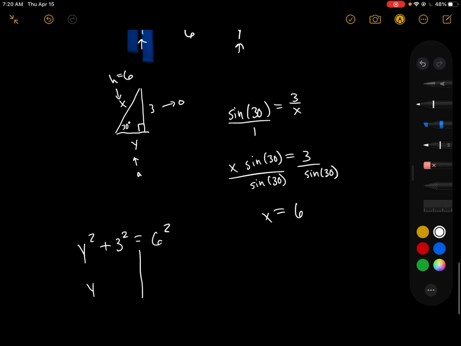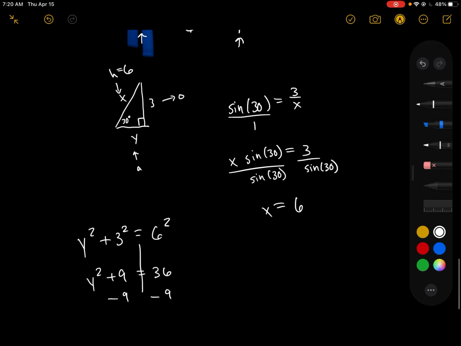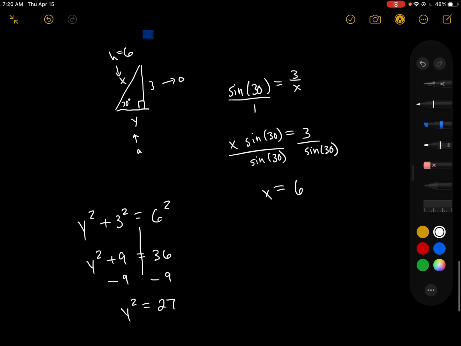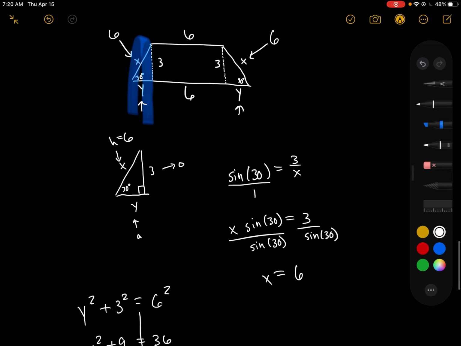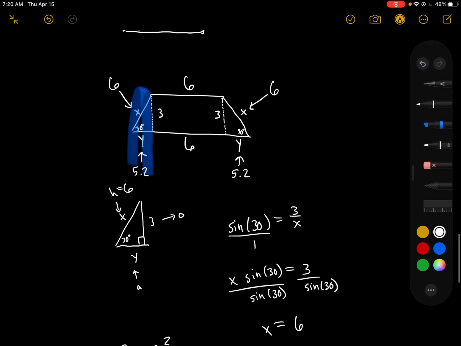So now that we know that our hypotenuse is 6, we can do some Pythagorean theorem. y squared plus 3 squared equals 6 squared. And in this case, just start evaluating. 9, 36, subtract 9. We'll get y squared equals 27, just 27. And then we can take the root of both of these. So we'll get y equals, in this case, the square root of 27, which is 5.2. So now this helps us because we have 5.2 here, 5.2 here.